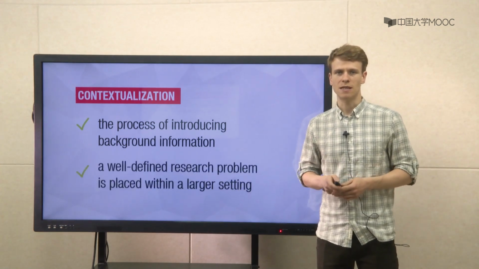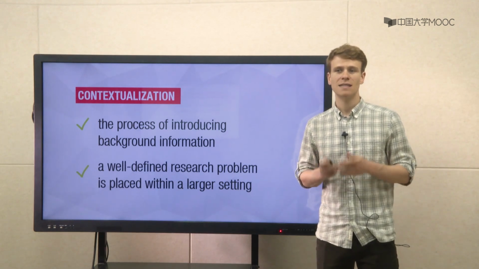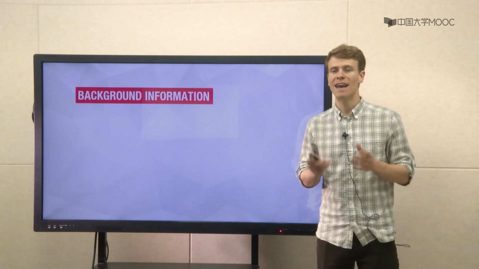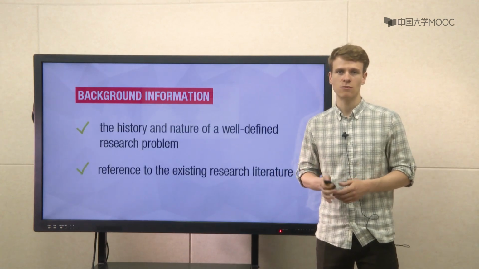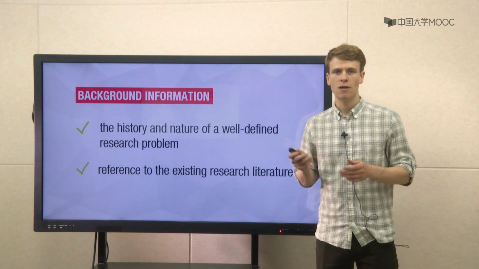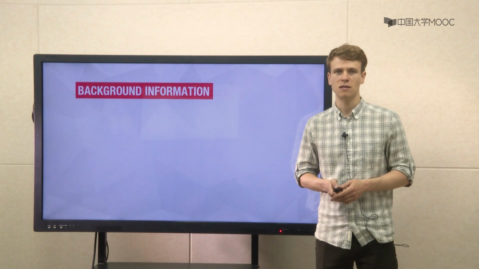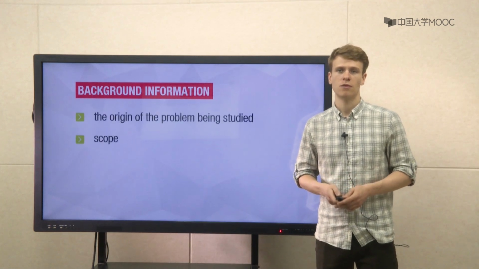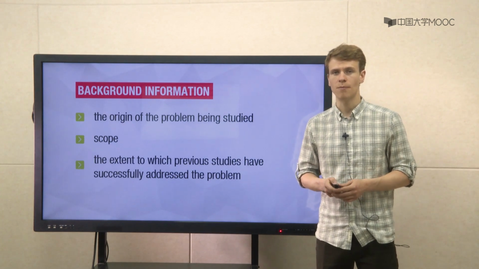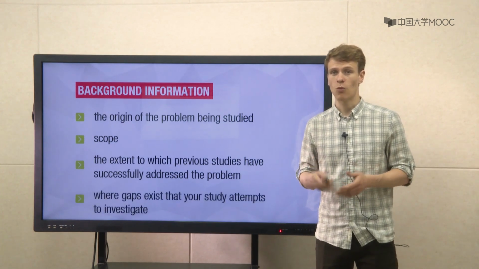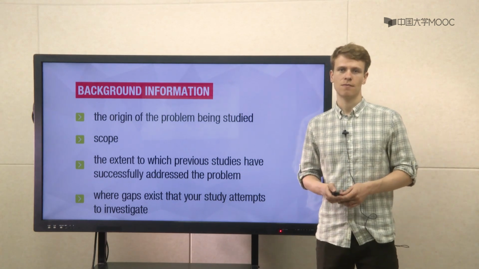In academic writing, background information, or context, identifies and describes the history and nature of a well-defined research problem with reference to existing research literature. The background information should indicate the origin of the problem being studied, its scope, the extent to which previous studies have successfully addressed the problem, highlighting in particular where gaps exist that your study attempts to investigate.